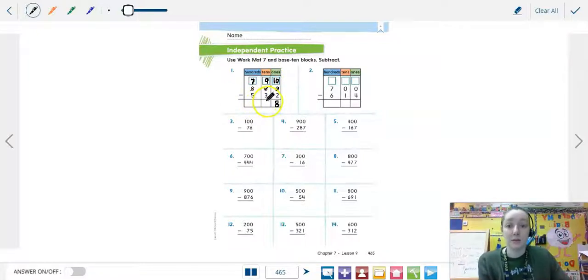Then I have 9 minus 3 is 6. And I have 7 minus 5 is 2. Usually once you get it, you're not going to need to regroup again in most cases. So if you can get that first step, the rest is pretty simple. All right, so let's try another one.